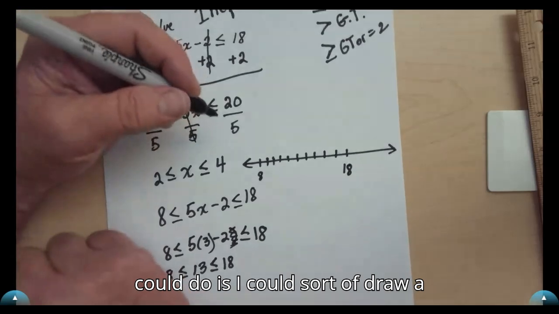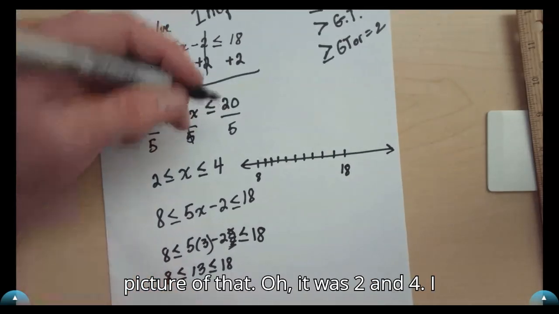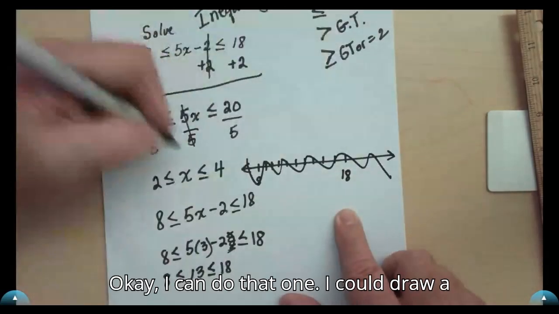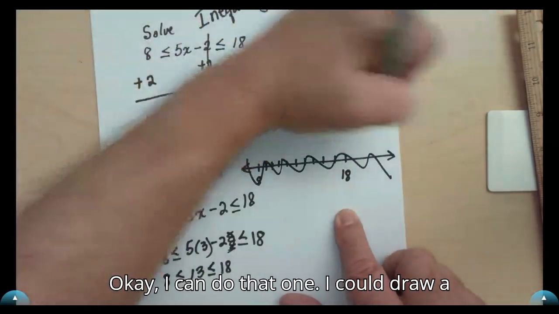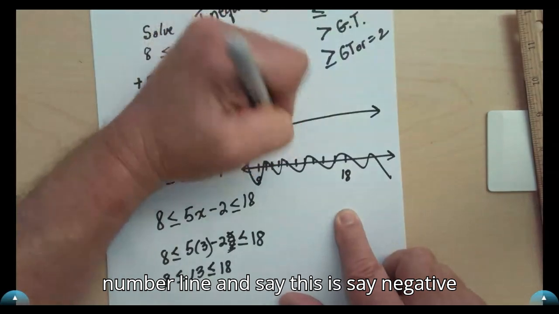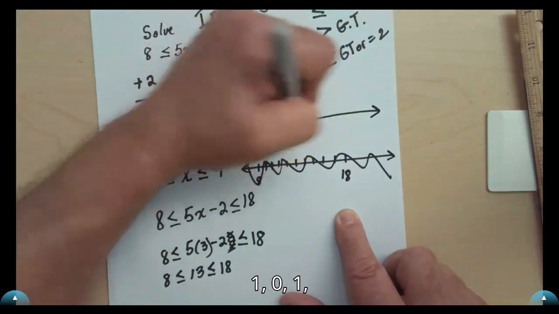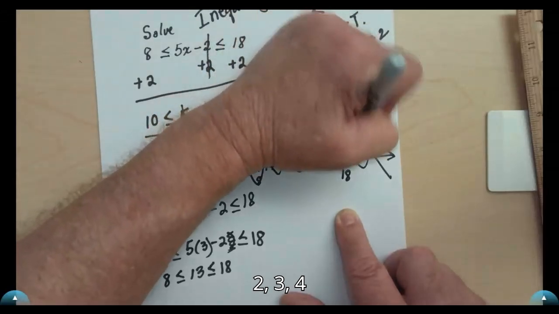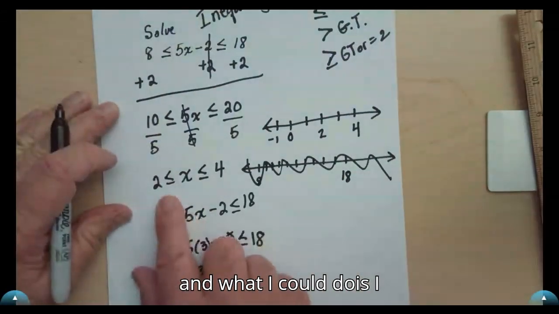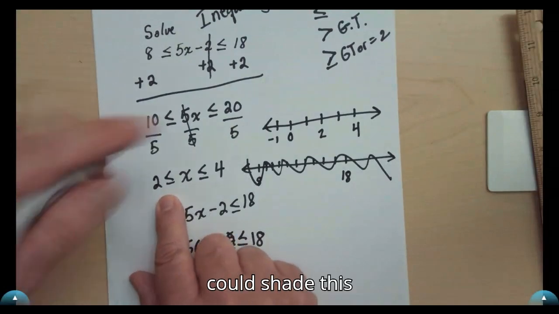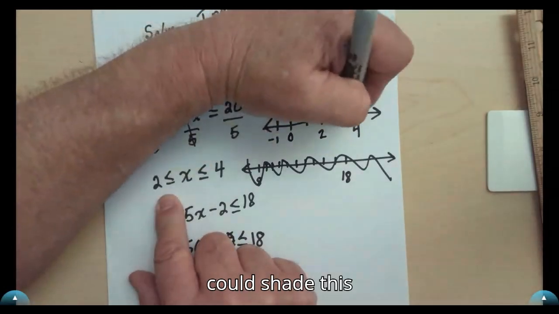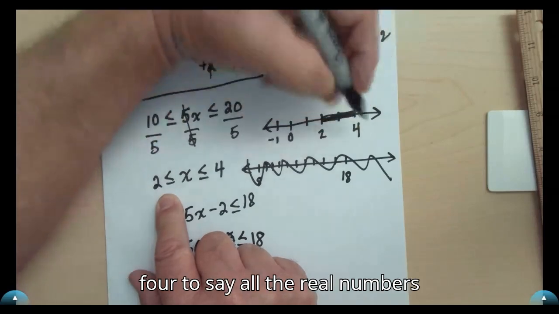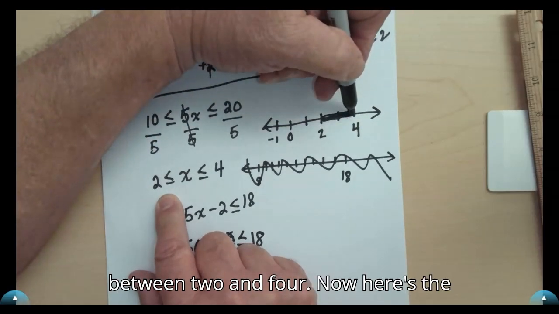What I could do is draw a picture of that. Oh, it was 2 and 4. I was looking at 8 and 18. I'm an idiot. Okay, I can do that one. I could draw a number line and say this is, say, -1, 0, 1, 2, 3, 4. And what I could do is shade this part of the number line between 2 and 4 to say all the real numbers between 2 and 4.